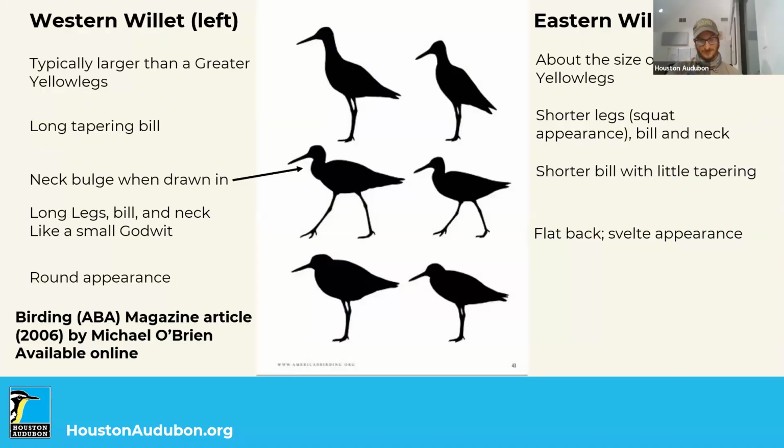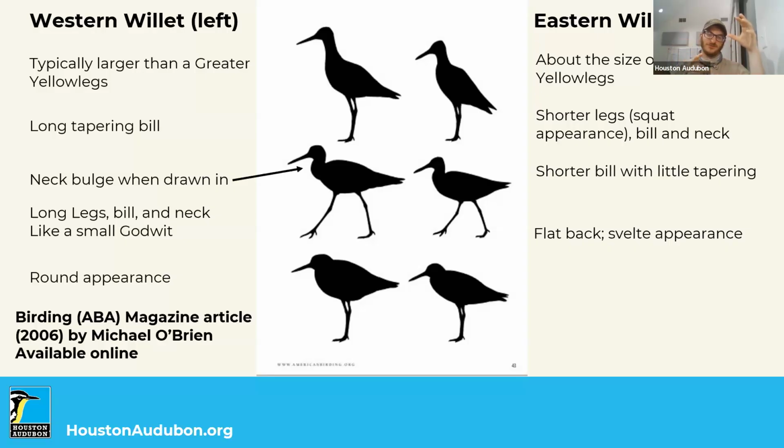So first off, I'm going to give credit where it's due. This silhouette graphic comes from an article for Birding Magazine, which is the ABA magazine that Michael O'Brien created. That article is available online, and it's all about separating willets. It's from 2006, so I think it could use updating. But Michael O'Brien, for those who aren't immediately recognizing the name but who are thinking that name sounds kind of familiar, I think I have one of his books. He is one of the authors of the Orange Shorebird Guide. So this guy knows what he's talking about.